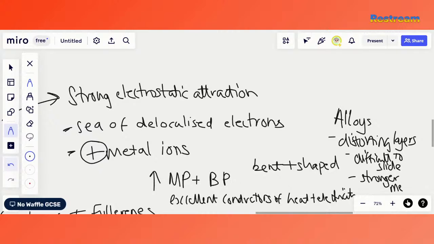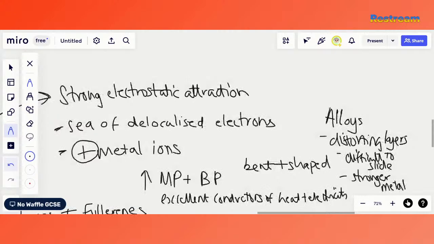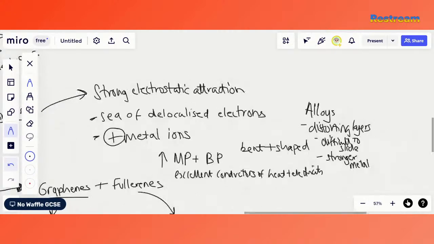So if you were ever to be asked a question, which I've seen before, is why are alloys stronger than metals? You'll say alloys are distorted layers of metals, and because it's distorted, they are then difficult for the electrons and elements to slide over each other, and therefore it's a stronger metal.